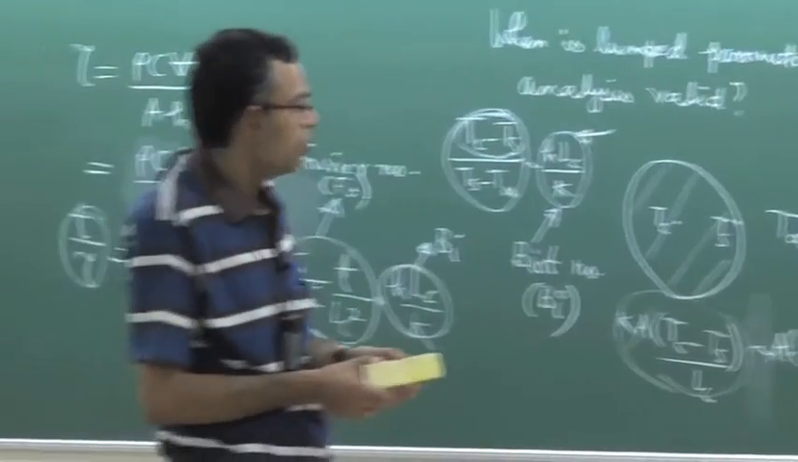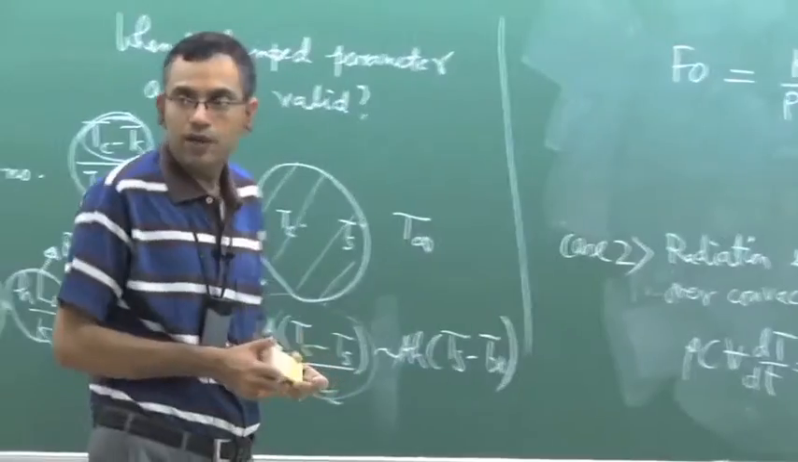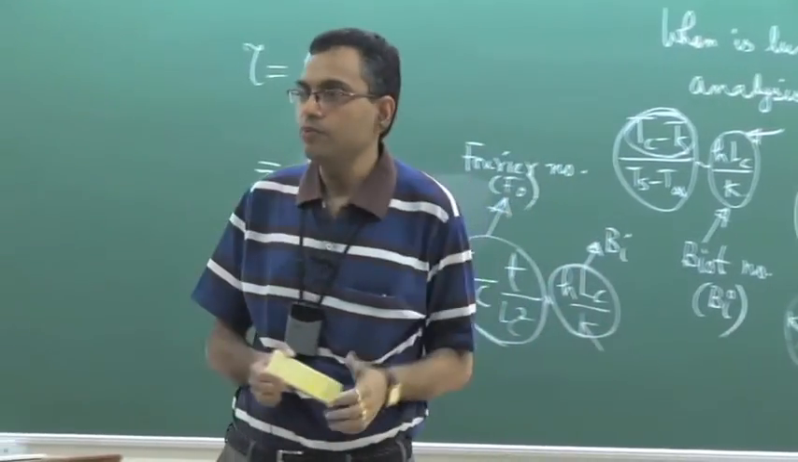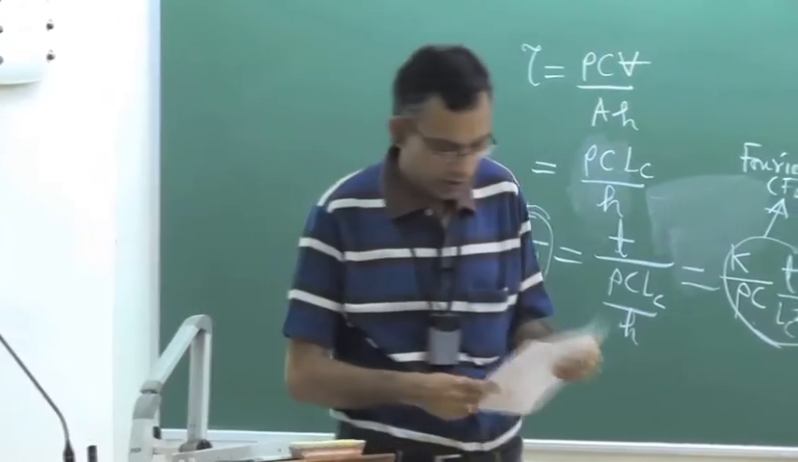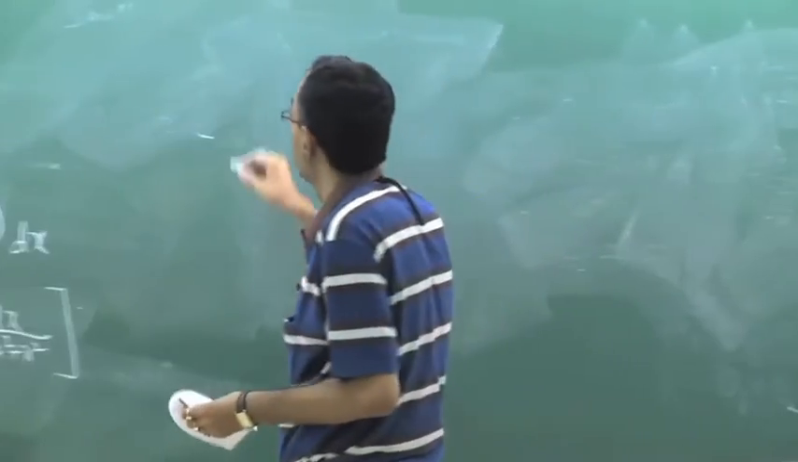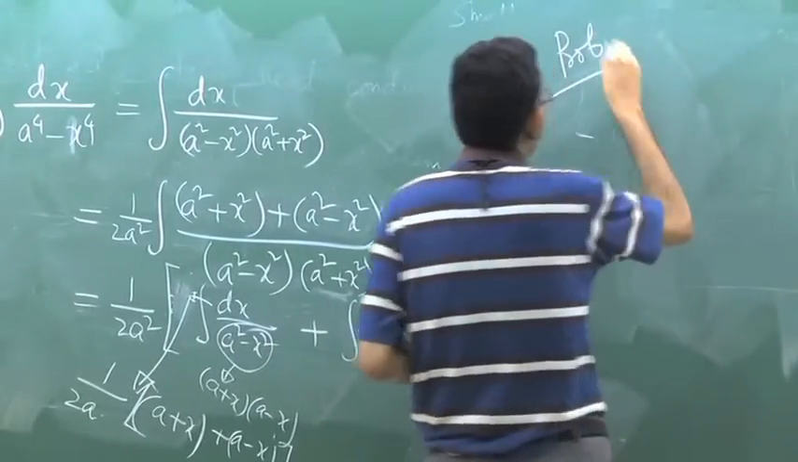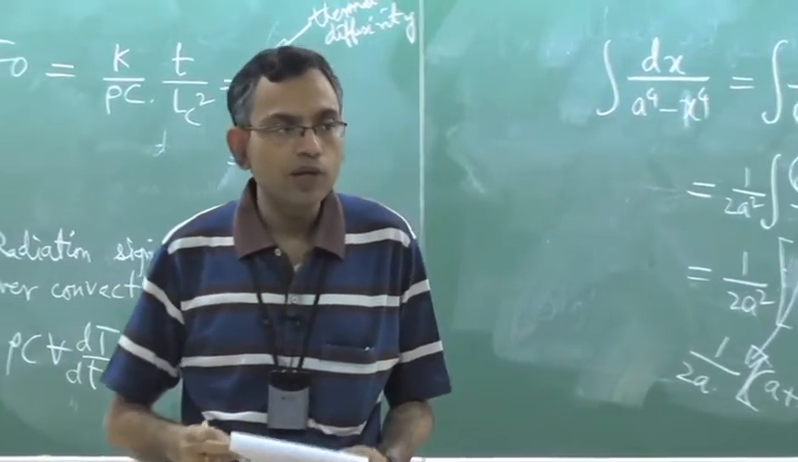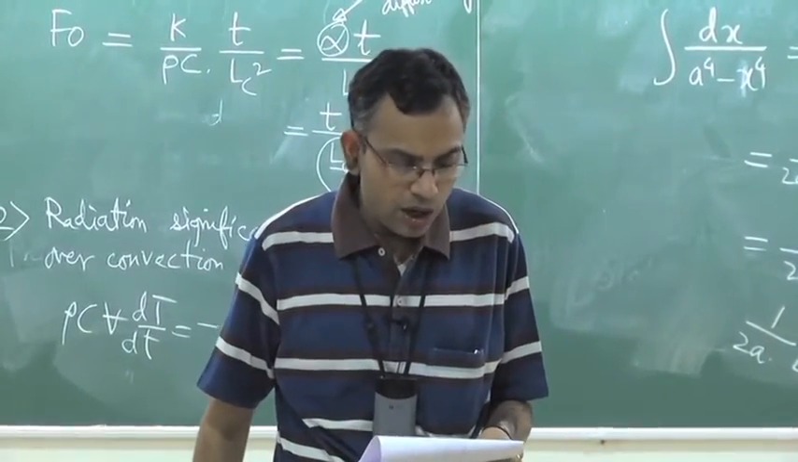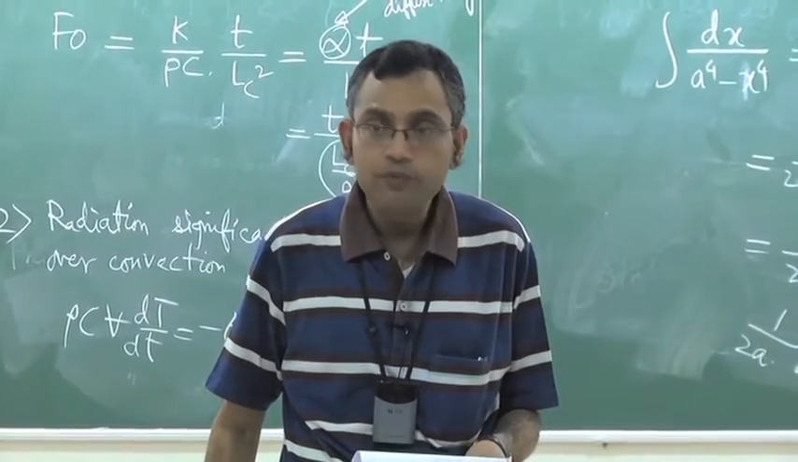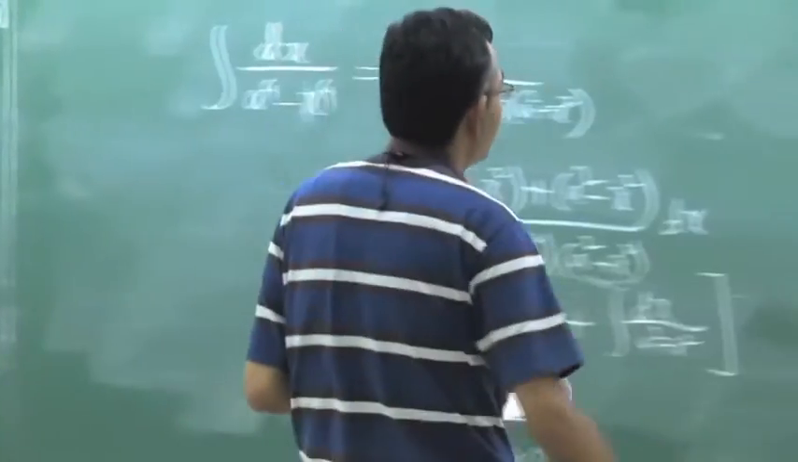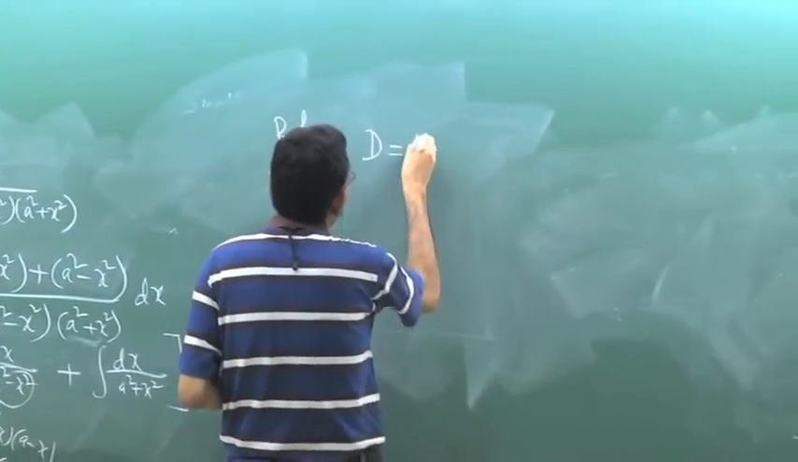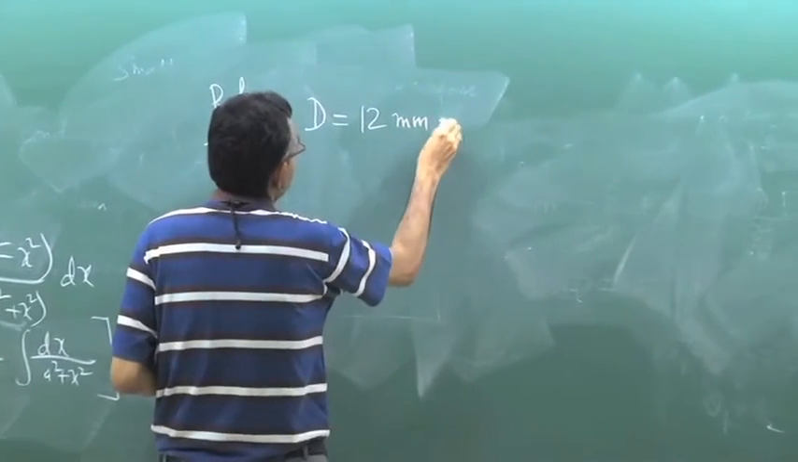So we will work out a couple of problems related to the use of the lumped parameter method, and we will start with working out the problems. So the first problem, please note down the problem. This is a problem from Incropera's book. Steel balls of 12 millimeter diameter. So D is equal to 12 millimeter, this is 2R.